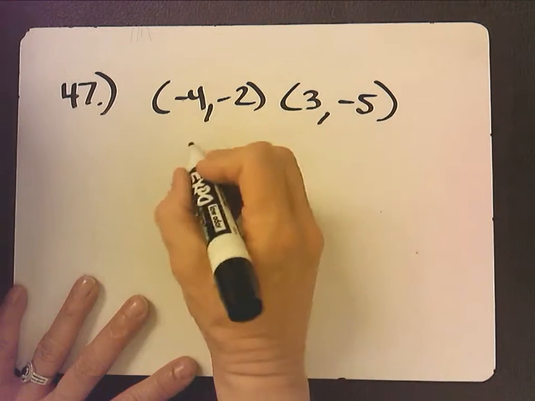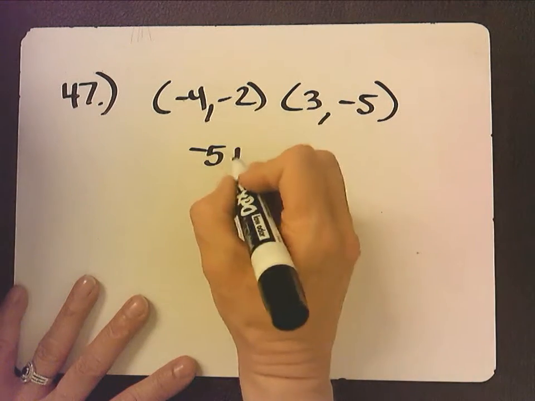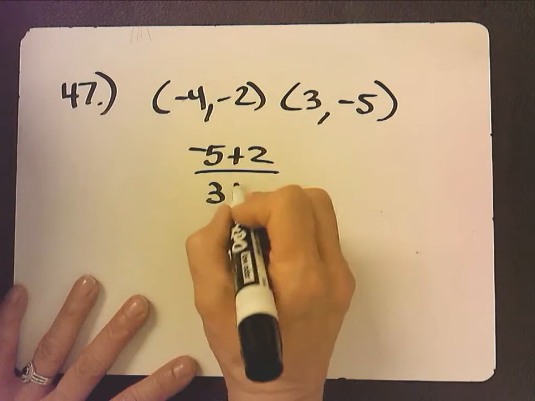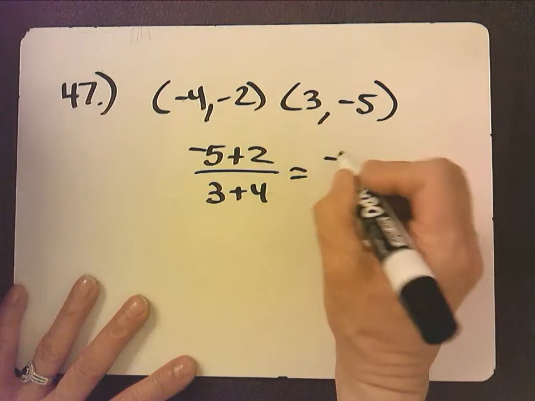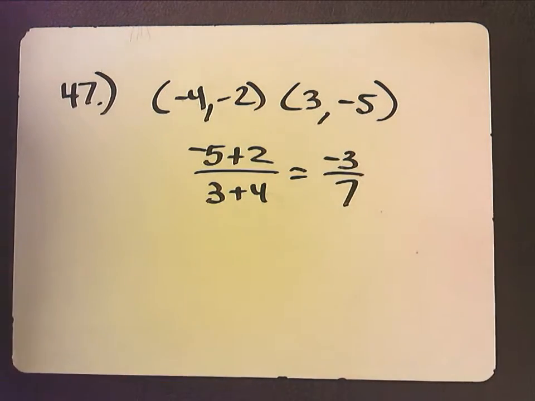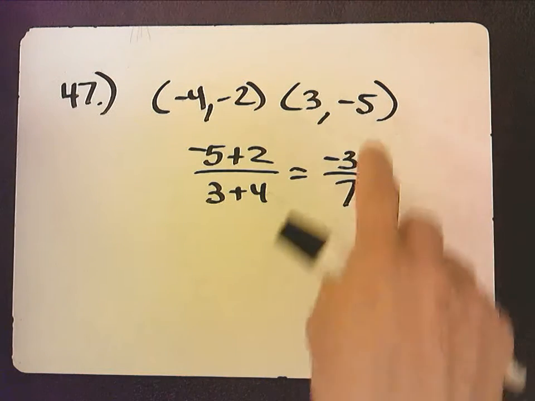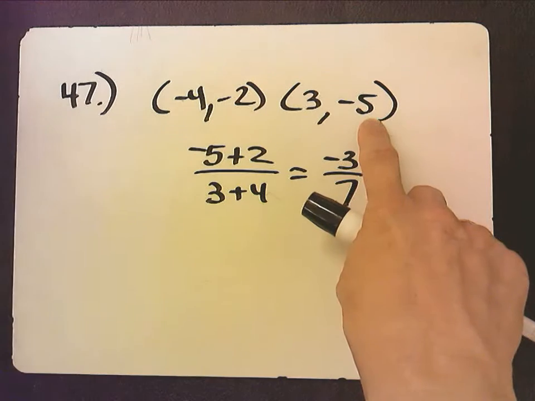So we find the slope by finding the change in y over the change in x. So this is -3/7. Okay, once we know the slope, we now have a point and a slope. So we're going to use the point-slope form. And let me just double check.